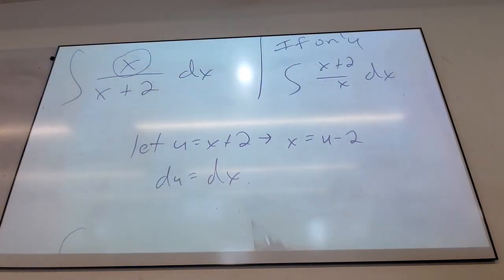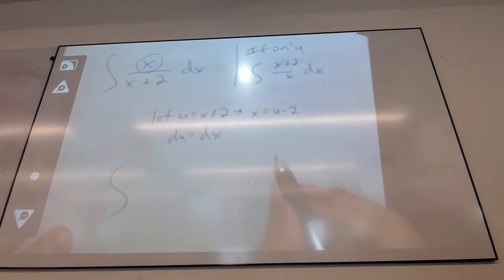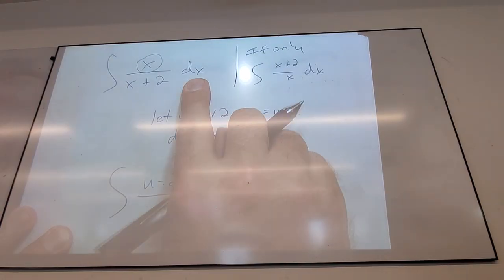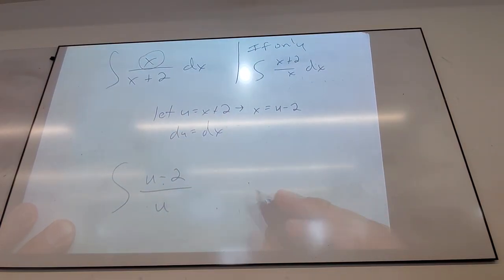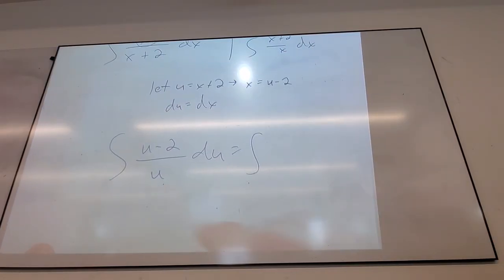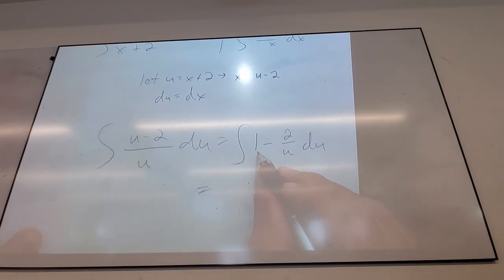So what is x? What did we just say? What's x? u minus 2. What's x plus 2? u. And what's dx? du. And now what can I do? I can do what we wanted to: get rid of the x. Look, the u over u is 1. What's the integral of 1 du?